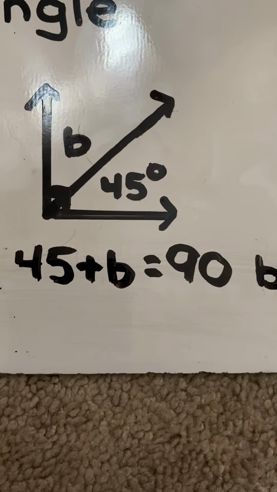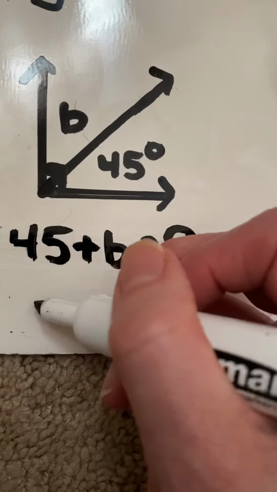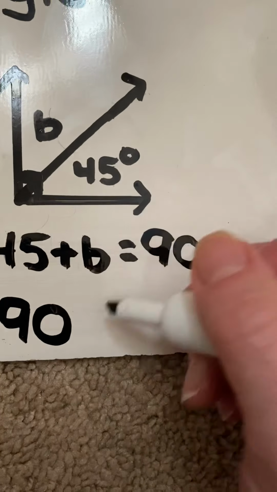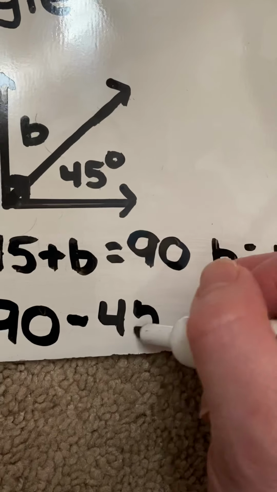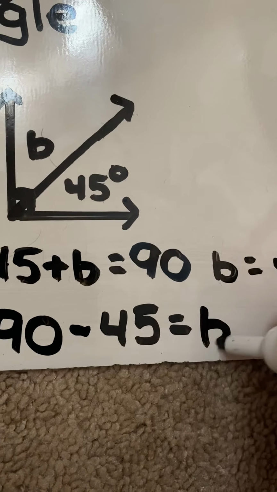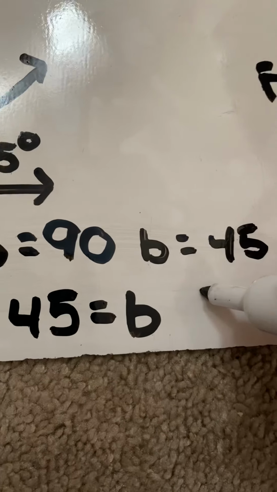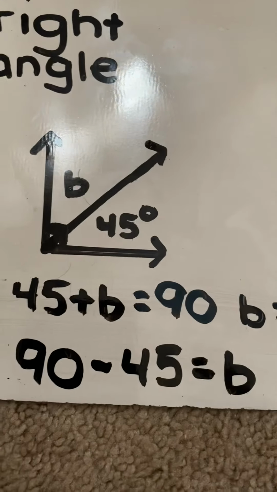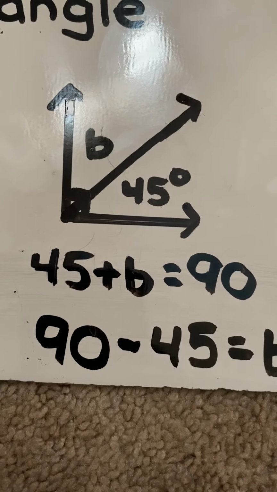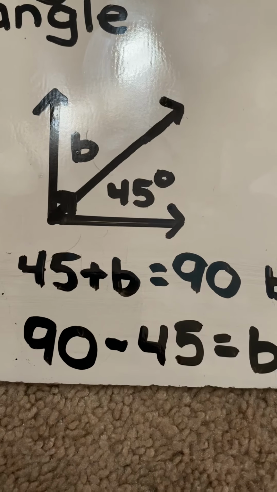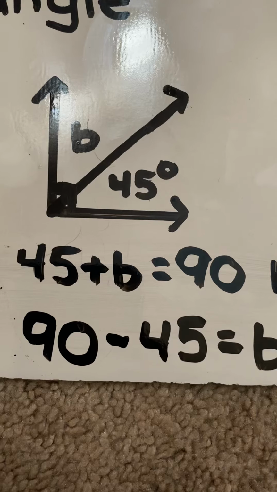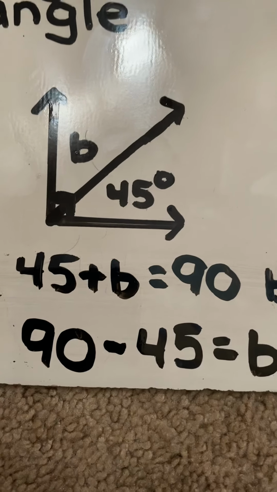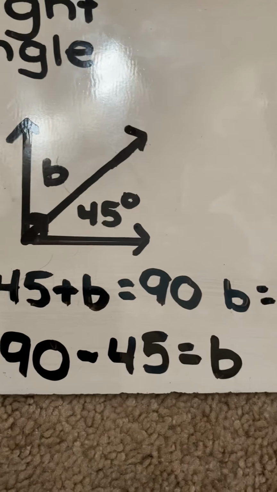Now, some of you might look at this and say, okay, well, I know that there's 90 degrees total. And if I take away what we do know, which is 45 degrees, I will be able to figure out what our unknown angle is. And once again, B would still equal 45. So whatever way you want to do that, that's fine. But I do want to put a term out for you, because these angles are complementary. They're angles that when we add them together, give us a 90-degree right angle as our sum or our total. All right, that's a complementary set there.